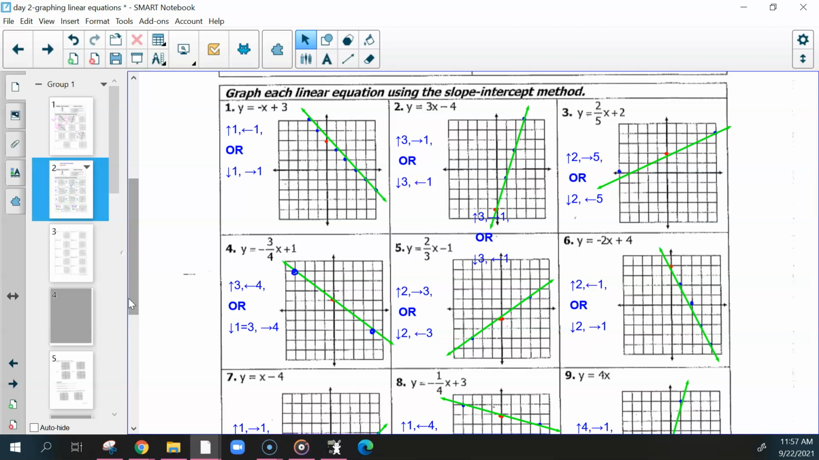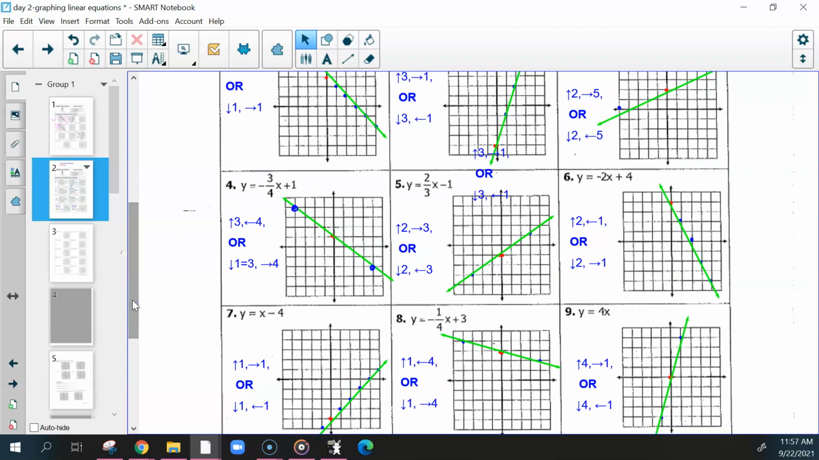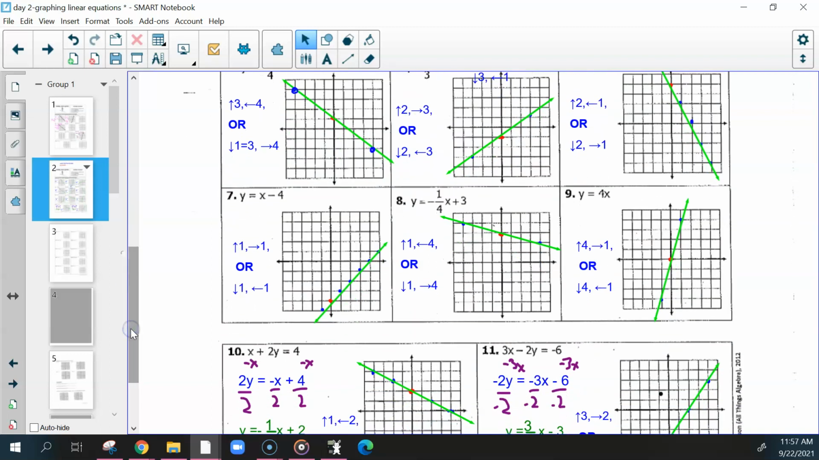Number 3 should have been a positive line. Number 5 should have also been a positive line. Make sure you're drawing arrows. I don't think I said that earlier. Make sure you're drawing arrows on these lines. Number 6 was a negative line. 7 was a positive line. 8 was a negative line.